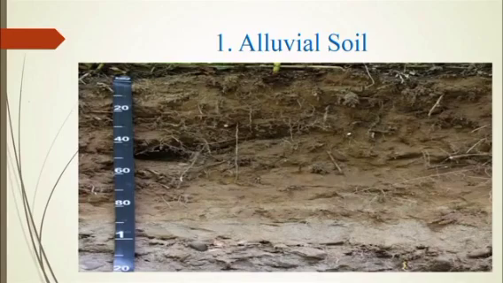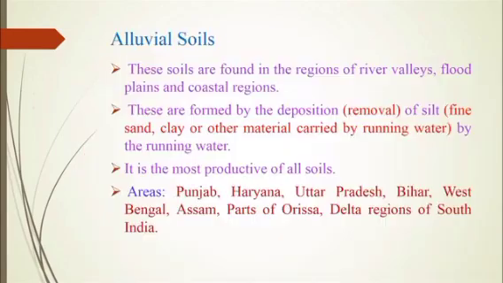Here we can see the picture of alluvial soil. These soils are found in the regions of river valleys, floodplains and coastal regions. These are formed by the deposition of silt by the running water. It is the most productive of all soils. So alluvial soils are found in the regions of river valleys, floodplains and coastal regions.